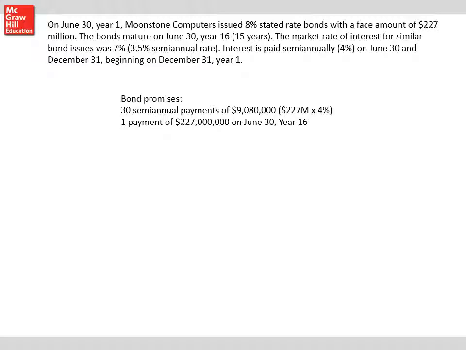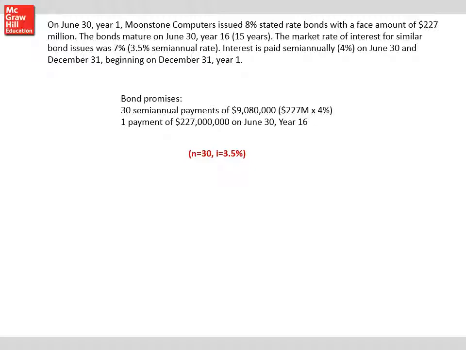The other thing that the corporation promises to pay is the face amount, the $227 million in 15 years. So one bulk payment at the end of 15 years. So we also need to figure out how much is that worth today? What's its present value? So you have two separate present value computations. No matter which one you're computing, your N is 30 and your I is 3.5%.